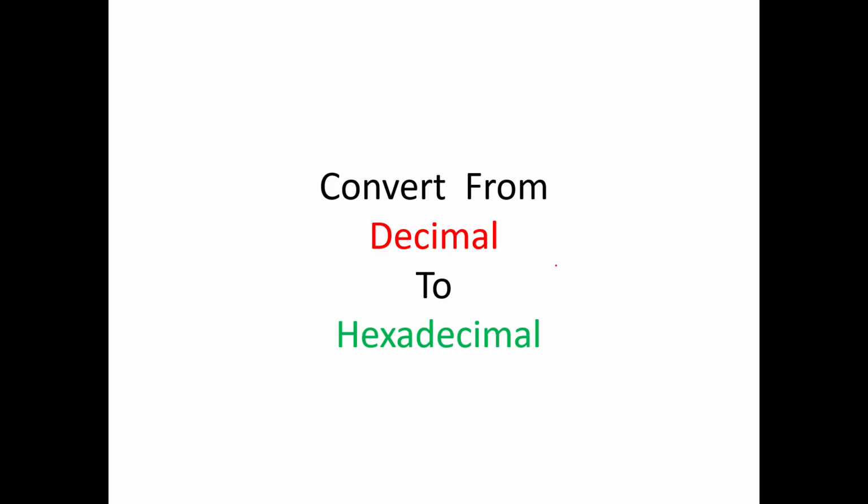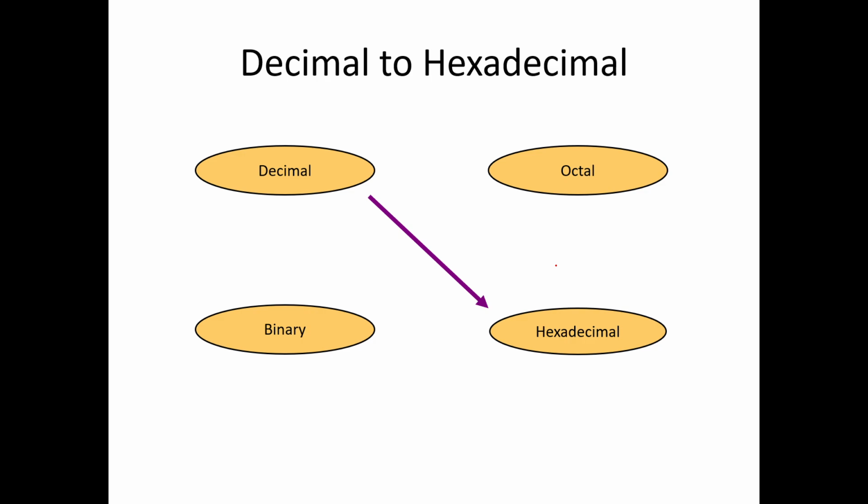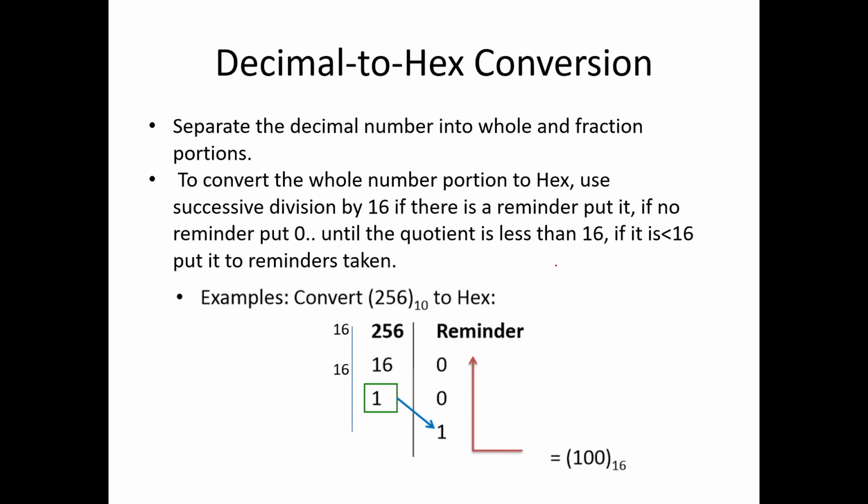Next, we are going to discuss how to convert a decimal number into a hexadecimal number. When we convert into binary, we divide by 2. When we convert into octal, we divide by 8. When we convert decimal into hexadecimal, we need to divide by 16. To convert the whole number portion into hexa, use successive division by 16. If there is a remainder, put it. If no remainder, put 0, until the quotient is less than 16. If it is less than 16, put it as the last remainder taken.